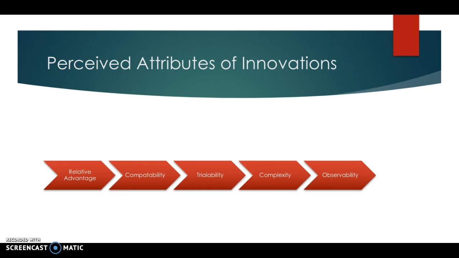Complexity, degree to which an innovation is perceived as difficult to understand and use. And observability, degree to which the results of an innovation are visible to others. The easier it is for individuals to see the results of an innovation, the more likely they are to adopt it.